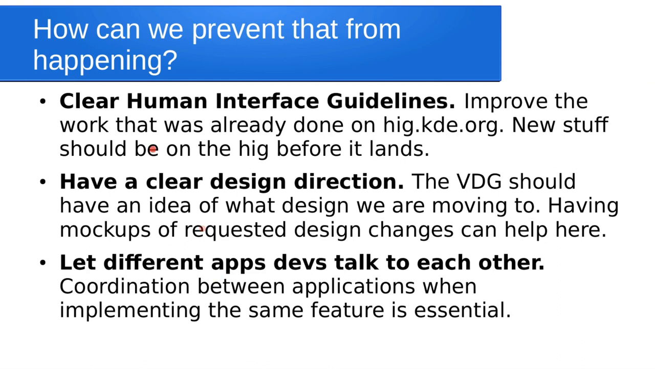We can have some clear and strong human interface guidelines. We could improve the work that was already done on hig.kde.org. The new stuff should be on the HIG before it lands. If I'm implementing a new component, it should be defined in the HIG before I actually land the component. This is very important. Then we can have a clear design direction. The VDG mainly should have an idea of what design we are moving to. Having mockups here is extremely important. So for this reason, I will have many mockups in these presentation slides.